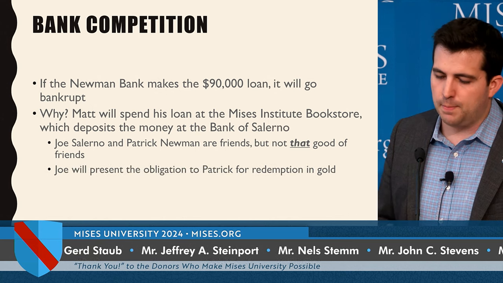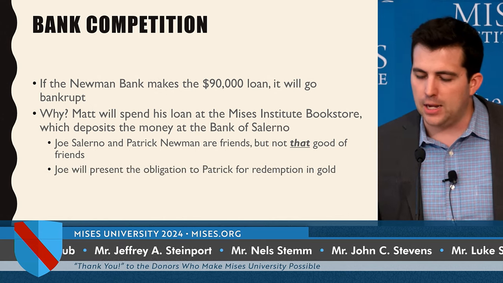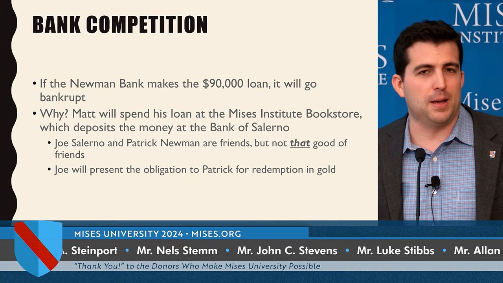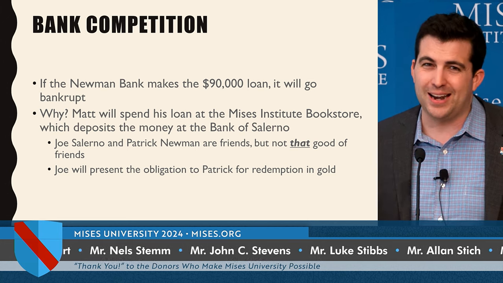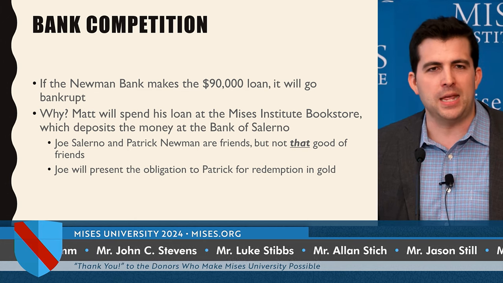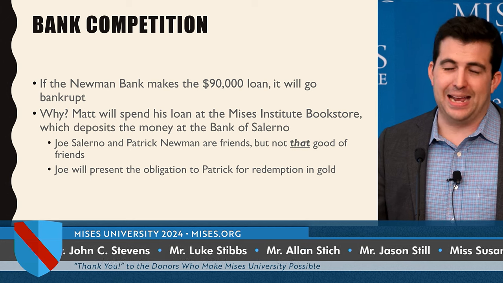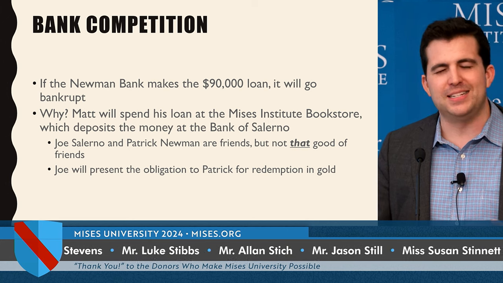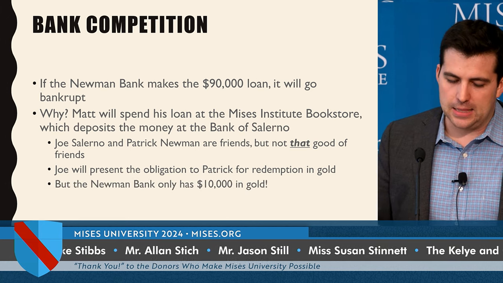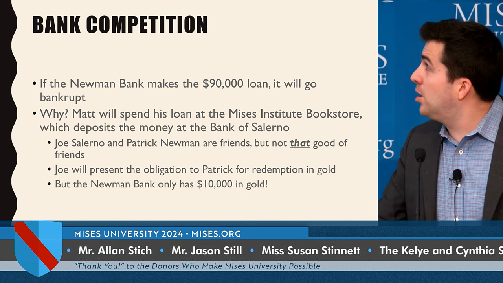Joe, as the owner of the bank, will present the obligation to me for redemption in gold. We might have a nice dinner. He's going to say, you know what? I got $90,000 in Newman money. I want gold money. And I'm going to have to tell him, I say, Joe, aren't we friends? And he's going to say, we're not that good of friends, right? And the Newman Bank, we only have $10,000 in gold. I'm going to have to close shop.